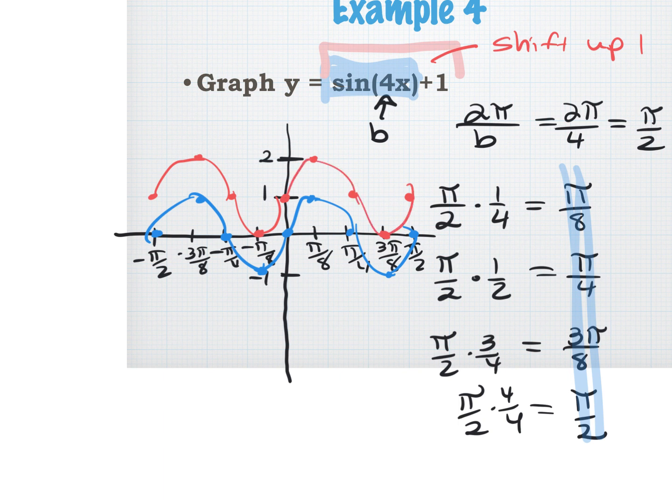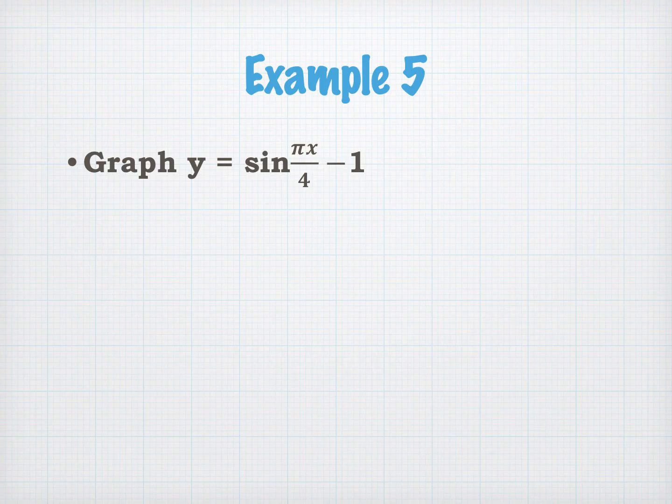This is a vertical shift of 1 unit up. So we're going to graph just like we did, and then we shift them all up 1 unit. This time, it's a -1, so this is going to be 1 down.